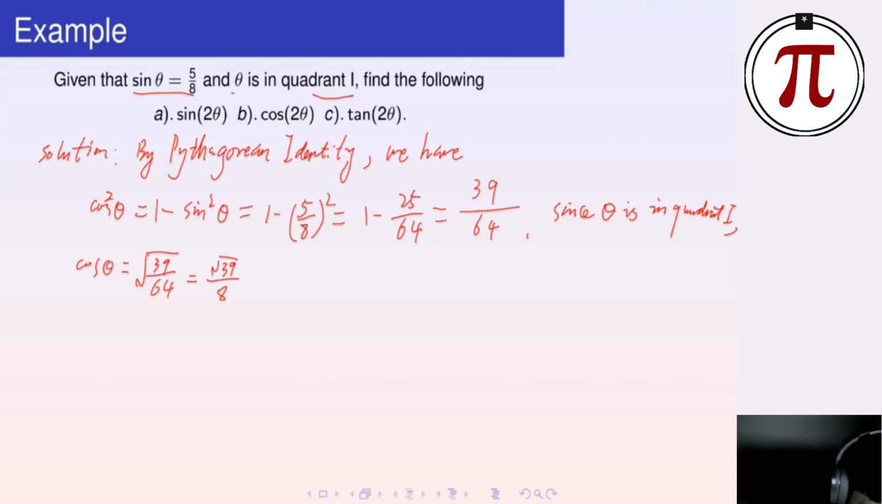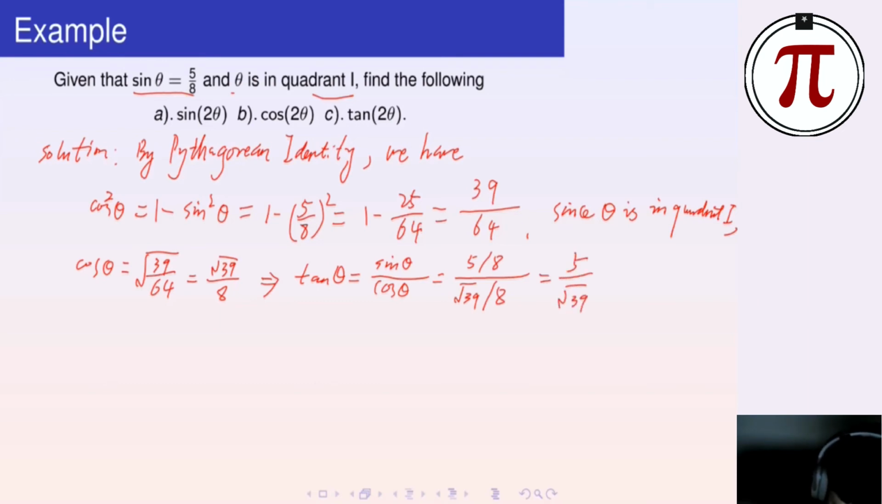And then because we have sine and cosine, tangent theta equals sine over cosine, right? Equals 5 over 8 divided by square root of 39 over 8. Now, if you multiply 8 on top and bottom, you have 5 over square root of 39. So we already got cosine and tangent, right? Now we're ready to find all these values.